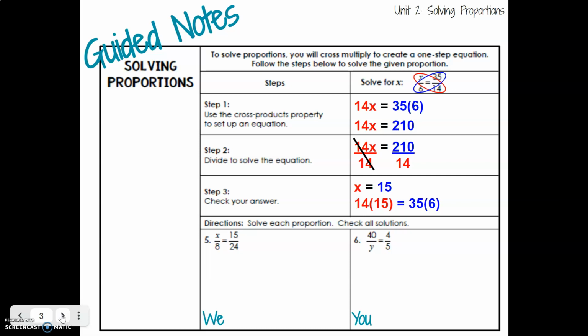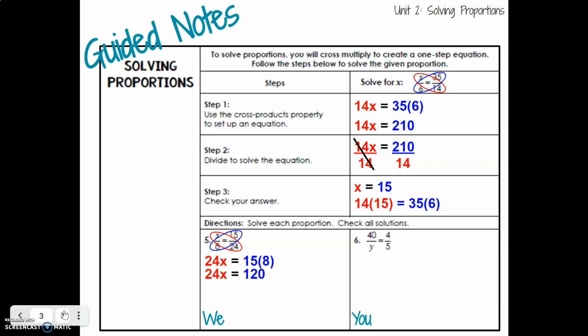All right, so we're going to solve each proportion below, and we're going to check our solutions. With this, we are going to circle it like we did up top, x and 24, 8 and 15, and then I'm going to rewrite it like I did up top. 24x, or 24 times x, equals 15 times 8. Again, I use different colors so you can see where I'm matching up my numbers. The first thing I'm going to do is 15 times 8. I'm just going to bring my 24x down, and that equals 15 times 8 equals 120.